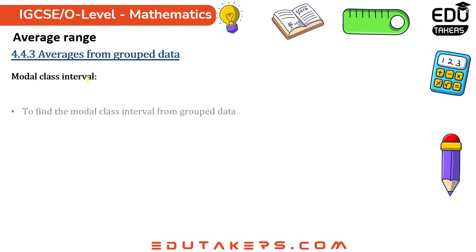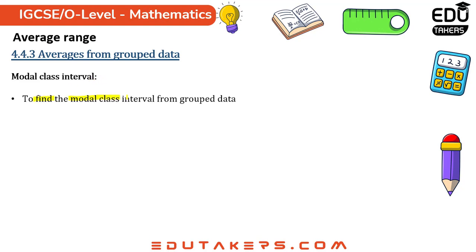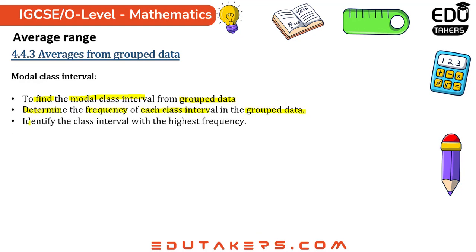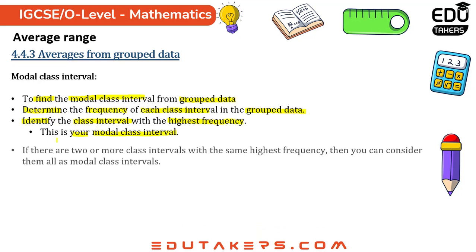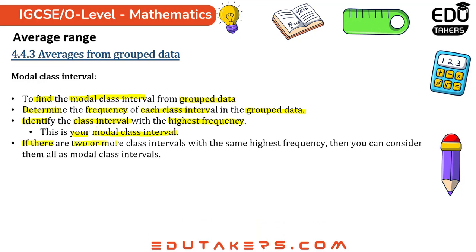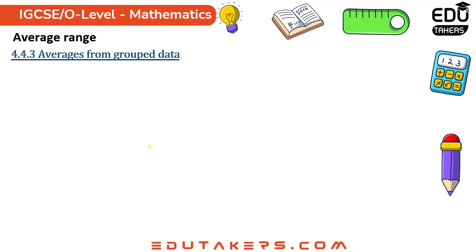Now modal class interval. To find the modal class interval from grouped data, determine the frequency of each class interval in the grouped data. Identify the class interval with the highest frequency. This is your modal class interval. If there are two or more class intervals with the same highest frequency, then you can consider them all as modal class intervals.